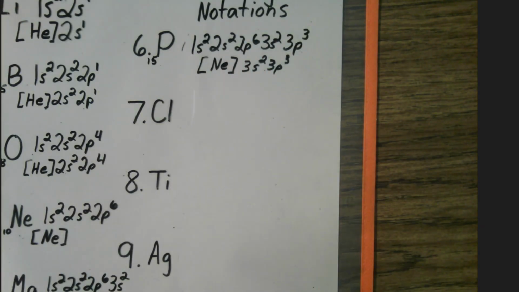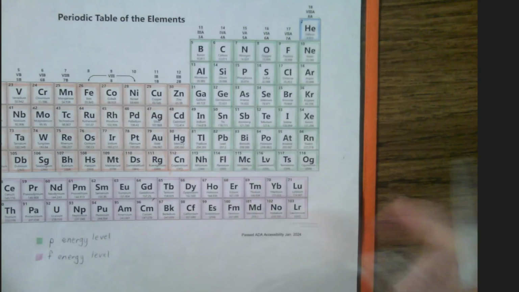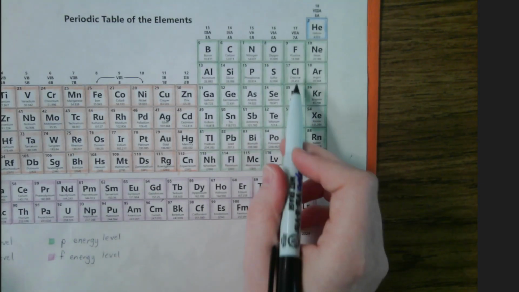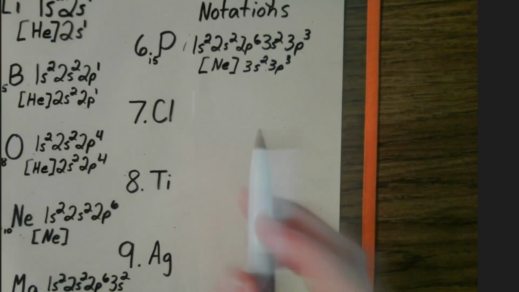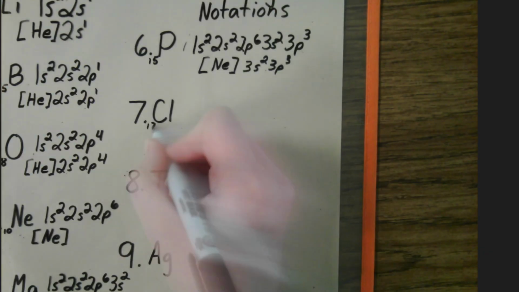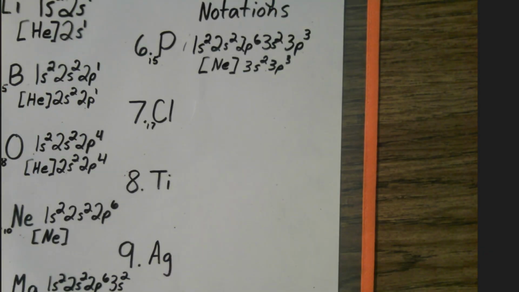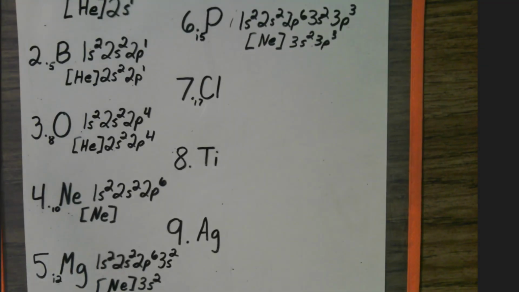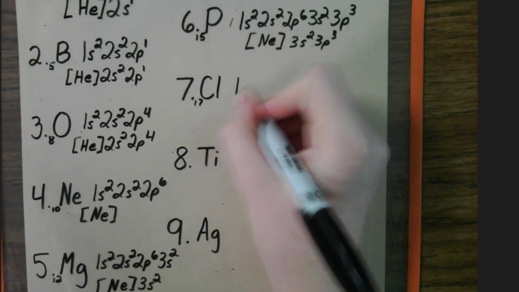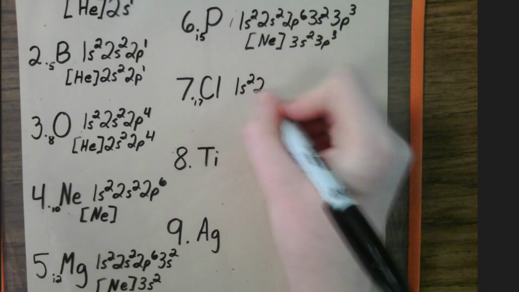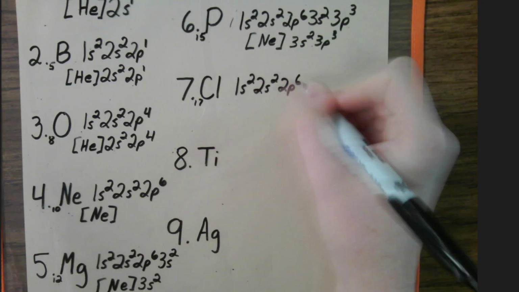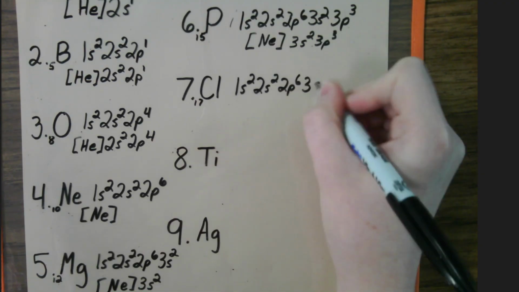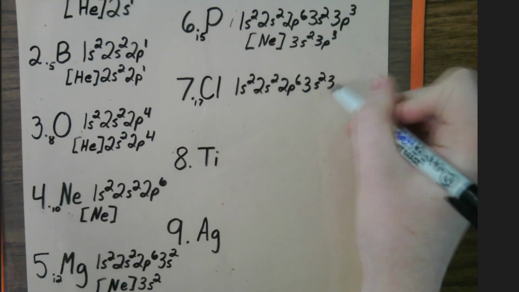All right, we'll look at chlorine. Chlorine on our periodic table is right over here. Its number is 17. It has 17 electrons. So I'm going to write myself a little note there. 17. With this one, we're going to start off like we have been. 1s2, 2s2, 2p6, there's 10, 3s2, there's 12, 3p.